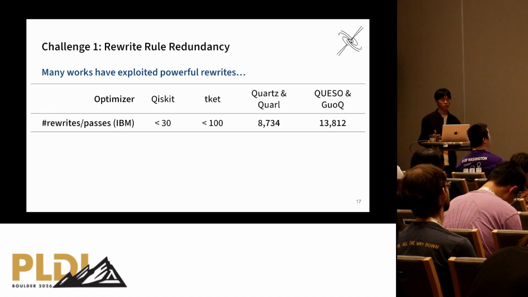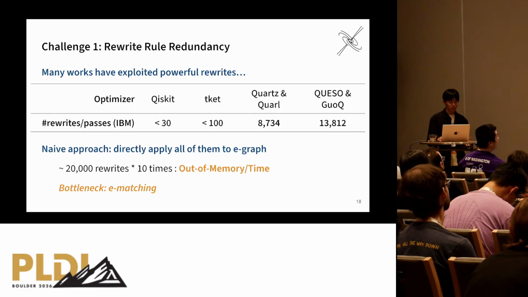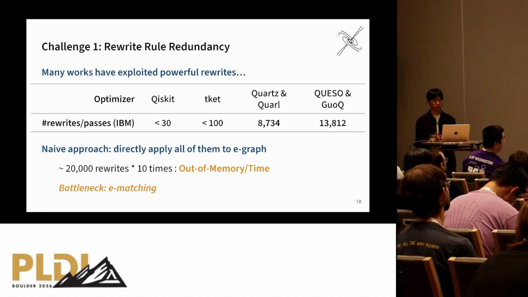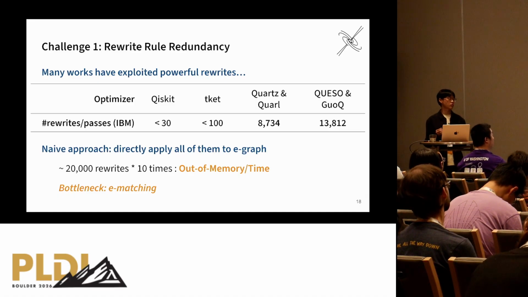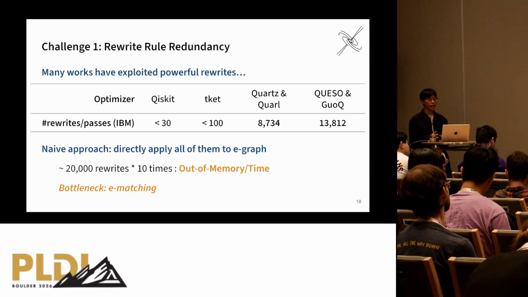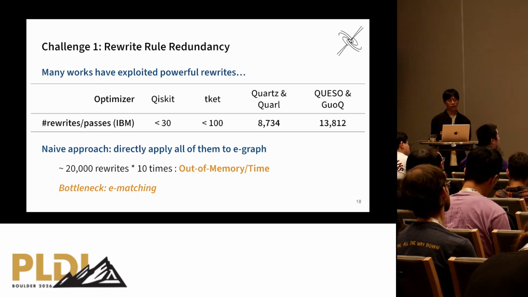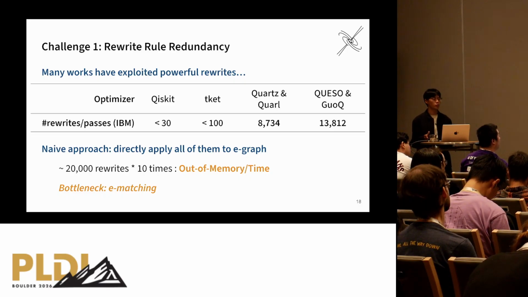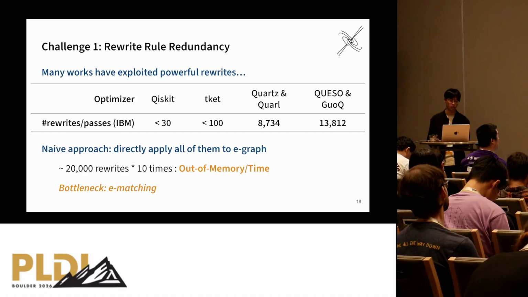Many previous works have exploited powerful rewrites, including Quartz, Quarl, and GOA. They include tens of thousands of rewrites, and if we naively apply all of them to the graph, even after 10 iterations, it will run out of memory at about 100 gigabytes, and cannot generate any valid results in about 2 hours on most of the circuits. So the bottleneck is e-matching, right? We are applying so many distinct rewrites simultaneously to the e-graph. This pattern matching will indeed cost a lot.